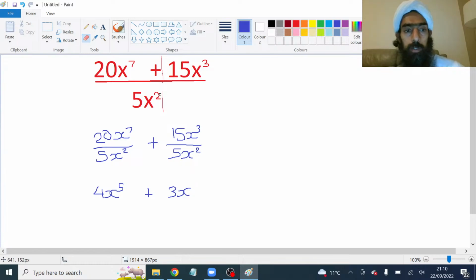So that's splitting fractions, and hopefully you found that quite easy. We will continue more tomorrow with some more simplifying algebra.